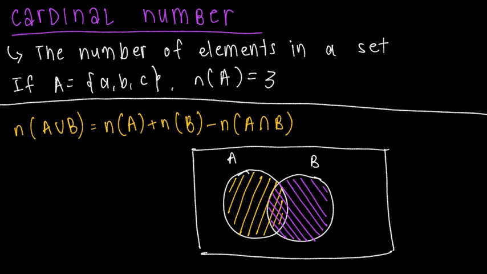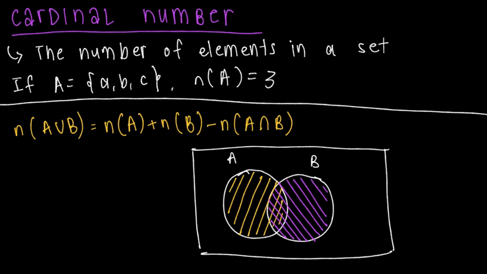So our final concept for today, but a very important one, is cardinal number. That is basically the number of elements in a set, and we are going to do a lot of calculations with these. The lowercase n and then brackets containing the set is the formal notation for the cardinal number. Now we look at two formulae.